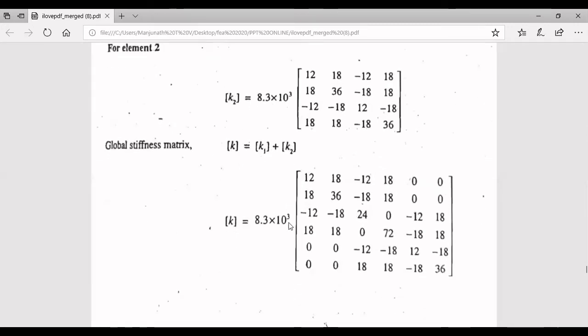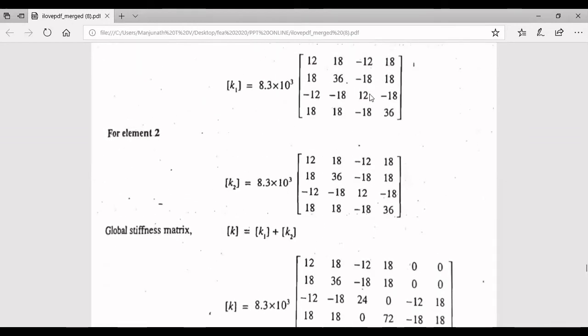8.3 into 10 to the power of 3 is common for both elements, so keep it outside the matrix only. Then only the last four coefficient values of the first element are going to be added to the first four coefficient values of the second element.